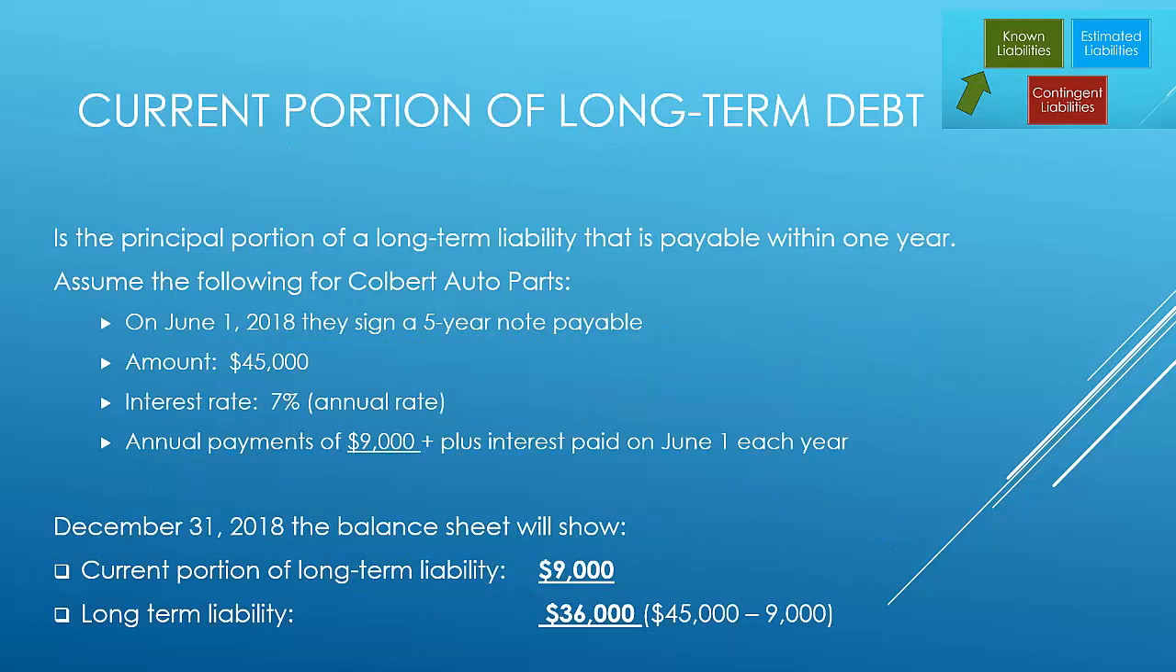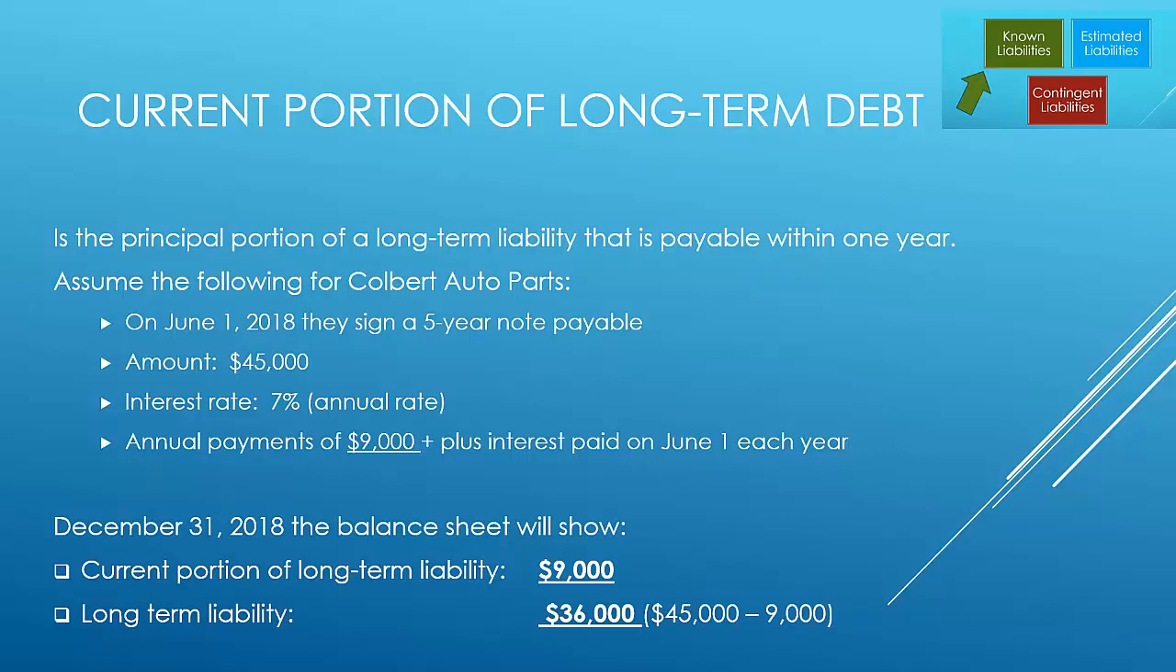Okay, so another kind of known liability that's also a current liability would be the current portion of a long-term debt. So let's say I've taken out a 5-year note, and it's for $45,000. The interest rate is 7%. I owe $9,000 of that plus the interest every single year. So this is similar to maybe a mortgage on your house, where you took out a big loan and then you pay on a monthly basis.